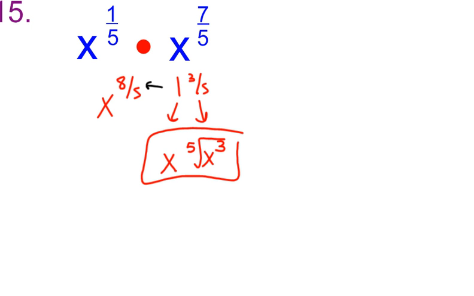If I wouldn't have done that, and I would have gone straight to radical form, I would have had the 5th root of x to the 8th, and I would have had to do it anyways. So that would have brought me all the way back up here and back to that answer. So it saves me a little bit of time if I move that 8/5 from an improper fraction to a mixed number.